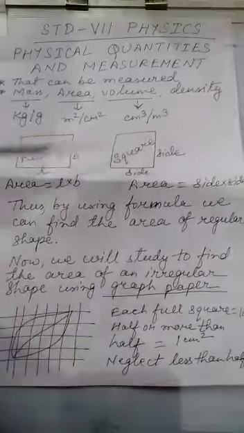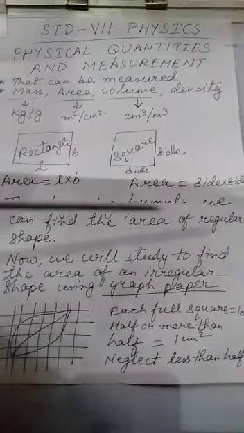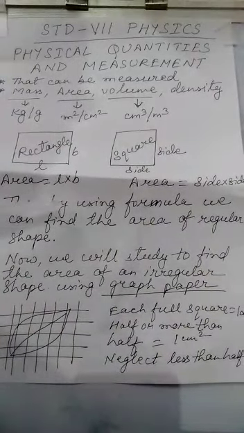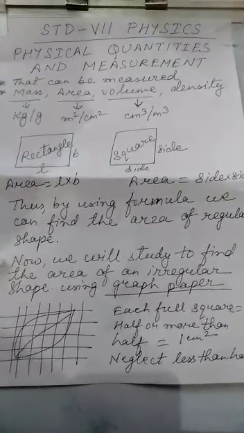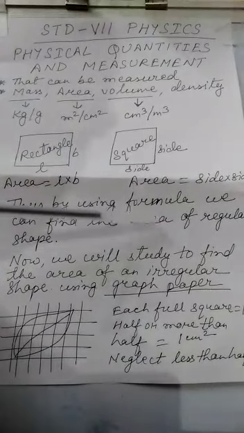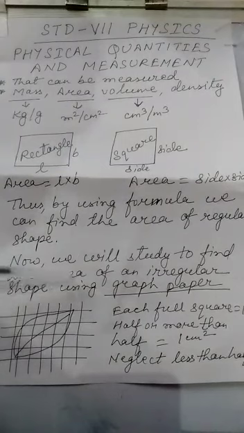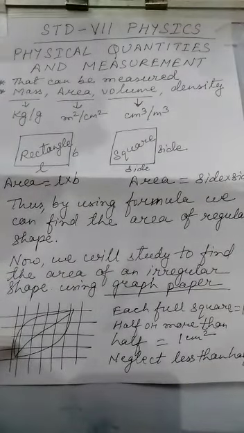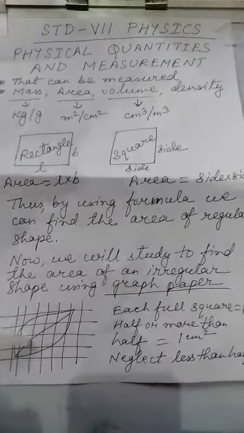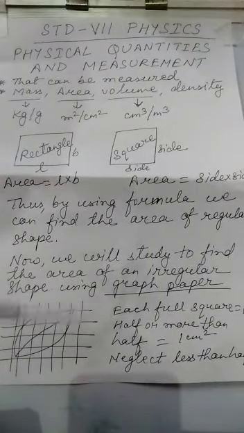These two, rectangles and squares, are regular shapes. So we can find the area of regular shapes by using formulas. Now we will study how to find the area of an irregular shaped object using a graph paper. Here I have taken a leaf placed on a graph paper. I have traced the outline of the leaf on the graph paper.